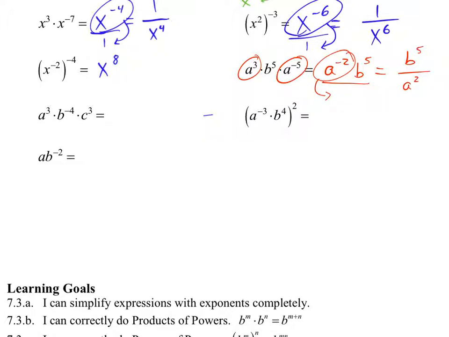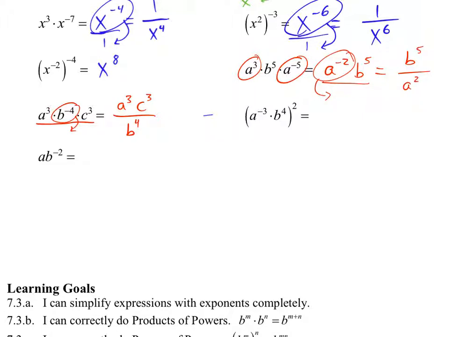All right, next one. A, B, C. Can we combine any of them? Nope. So a to the third just sits there, right? What goes down below? B to the negative 4. Yep. So this here, because it's negative, drops below. The other two are positive, so they stay up top. B to the fourth.